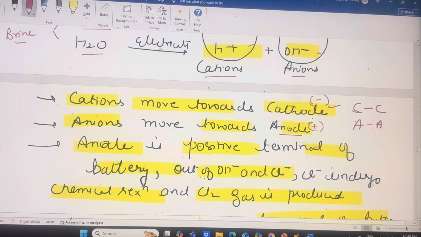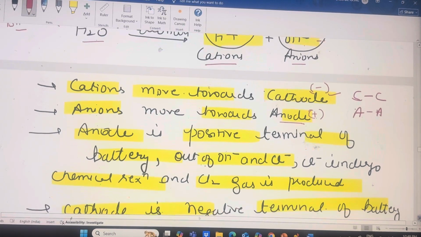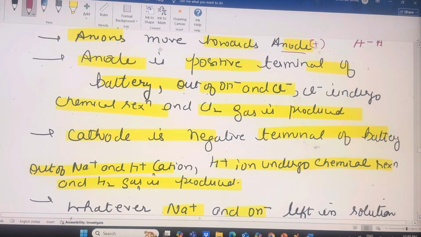Cations move towards cathode and anions move towards anode. And you know, anode is the positive terminal of the battery. So out of OH negative ions and chloride ions, the chloride ions undergo chemical reaction at the anode, and the chlorine gas is produced at the anode.